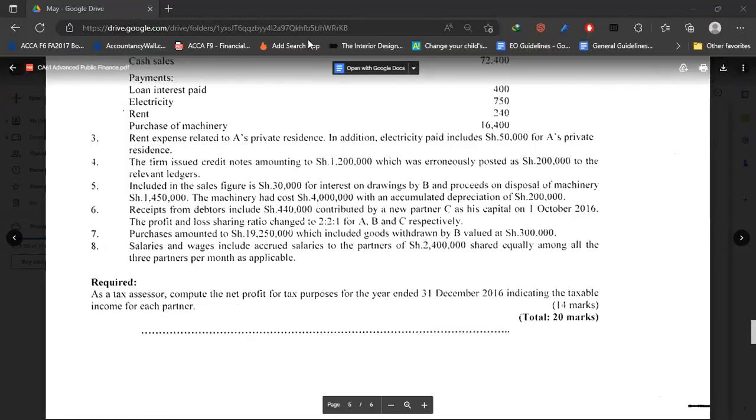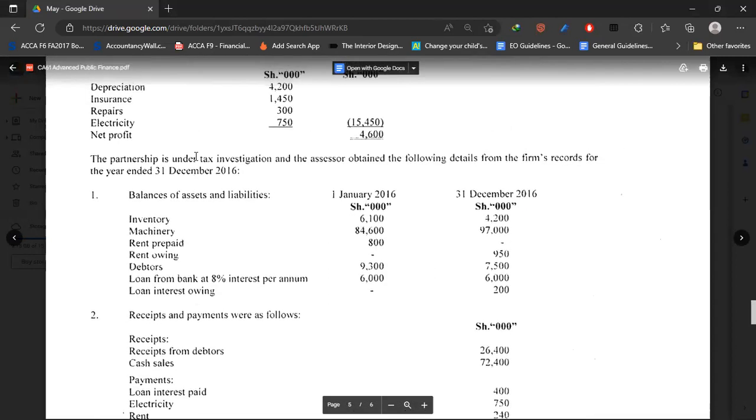Okay, thank you. Now let us look at the requirement here. We have been told as the tax assessor to compute the net profit for tax purposes for the year ended 31st December 2016, indicating the taxable income for each partner. And in this case, regardless of the much information provided, the first thing I'm supposed to do is the computation of the credit sales and purchases. We are supposed to start from that point.